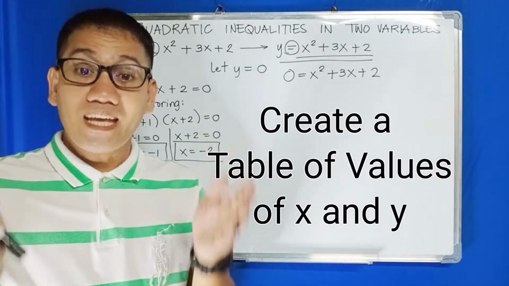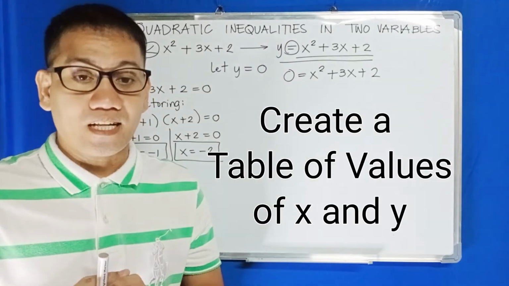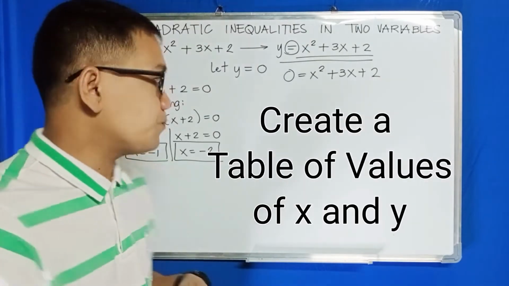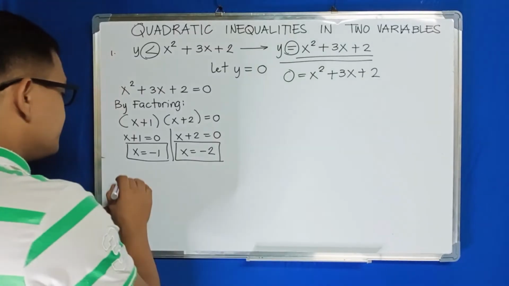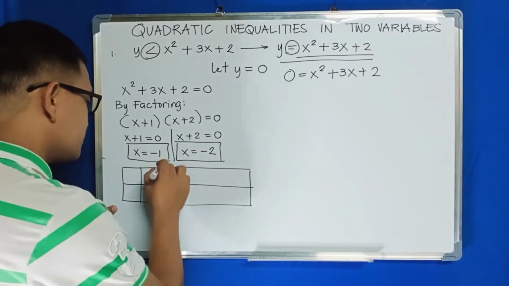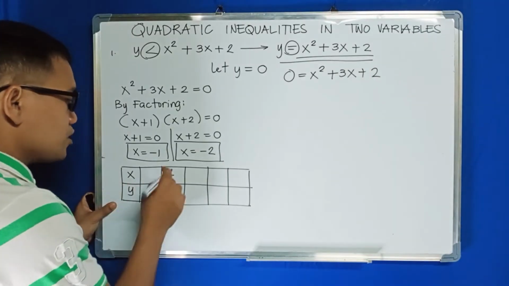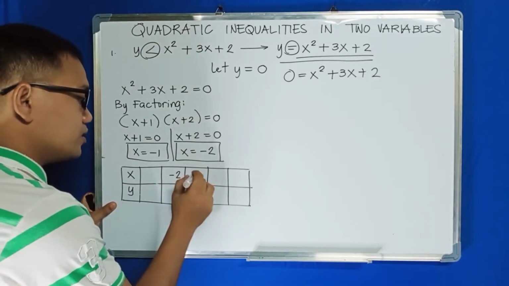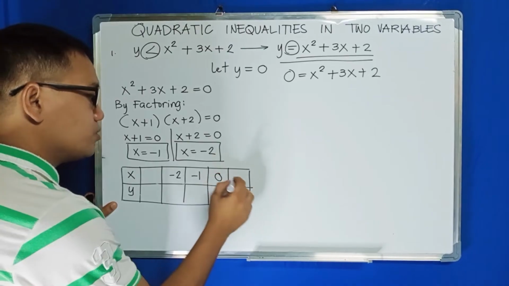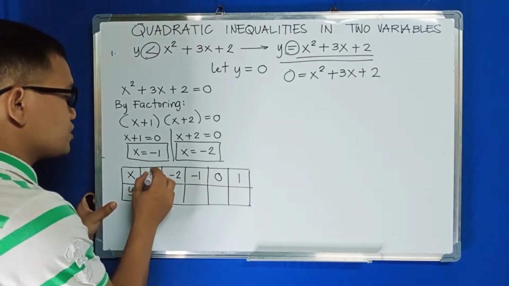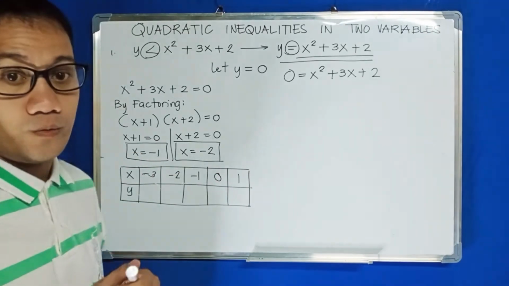After we get the solutions or roots of our quadratic equation, the next thing that we will do is to create a table containing the solutions themselves, negative 1 and negative 2. So we will create a table. The first column is for our x and y. So we have negative 2, negative 1, 0, 1. So allow me to use negative 3 before negative 2.